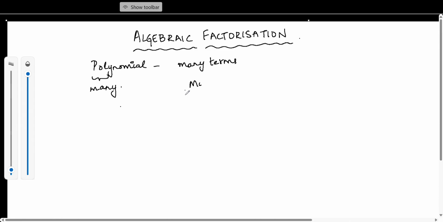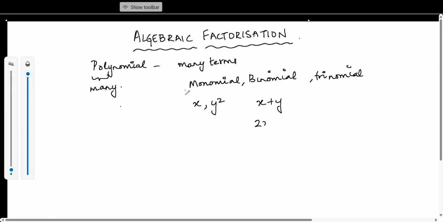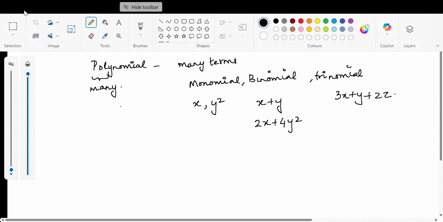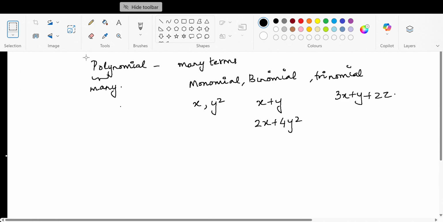Polynomials can be monomial, binomial, trinomial, and so on. As you can see, monomial is just a single expression. Binomial consists of two expressions. Trinomial is when we have three terms in an expression. So, today let us see how to factorize a quadratic equation.